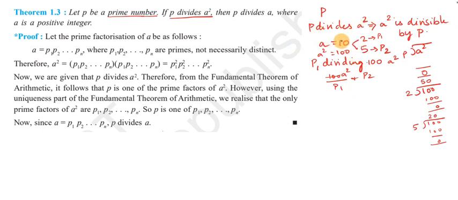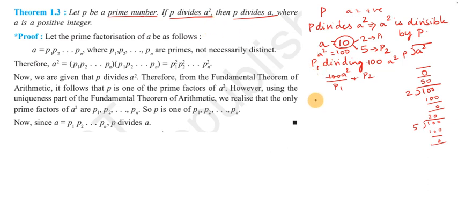P divides a square. Now the next statement is then P divides a. P divides a means 10. We already know that for 10, 2 and 5 are going to divide. So if P divides a square, then P divides a, under what condition? When a is a positive integer. I already told you what is a positive integer, what is a negative integer, all that we've discussed in the previous video. So let P be a prime number. If P divides a square, then P divides a, where a is a positive integer. This is what we have.